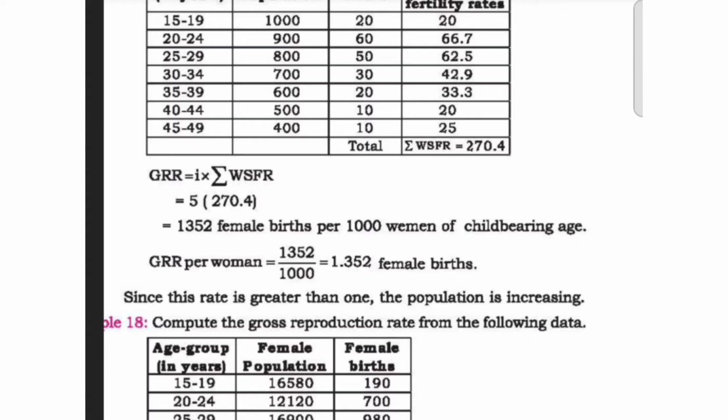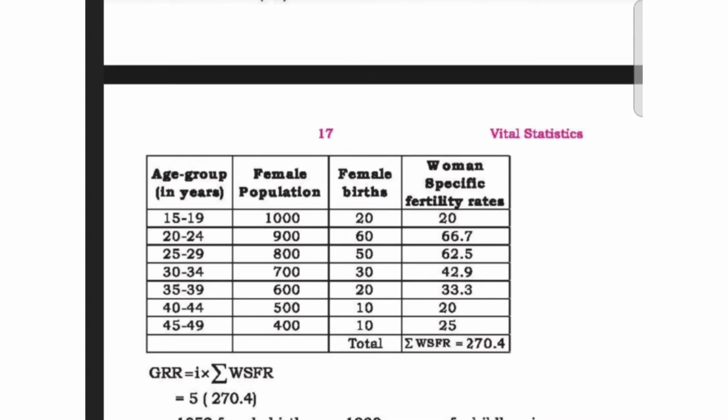And one more question, if they are asking for a comment, then you write: since this rate is greater than 1, the population is increasing. If it is less than 1, the female births population is decreasing, you have to write that. The population is increasing if it is more than 1. If it is less than 1, it is decreasing, okay. This is a GRR problem.